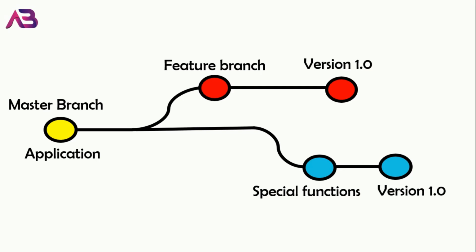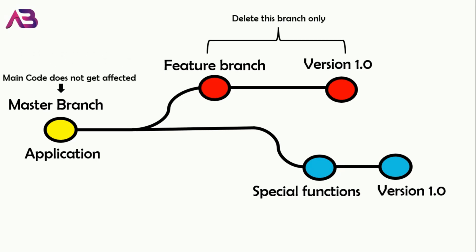And now just imagine your friend said to cut off this unwanted feature. Since you were using branches, you will just need to delete this feature branch, and by this your main code will not get affected. So this is the benefit of using branches. Now that you know about branches, you can easily understand how they work internally.